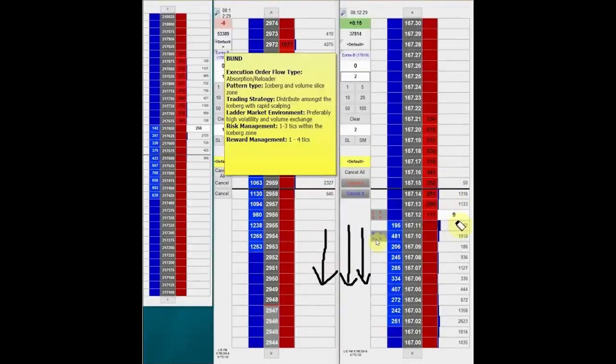So we've just described what we want to do. And remember, the risk management, we're only taking 1 to 3 ticks because it's a rapid scalping strategy. And your reward management is 1 to 4 ticks. So depending, if you get filled on the 14s or the 13s, you could potentially look to get out of the 10s. So it's about 4 to 3 ticks. But if you're getting filled on the 12s, you want to get out of the 11s, and you're just scalping that area over here. So let's see what goes on here now in the next few minutes.